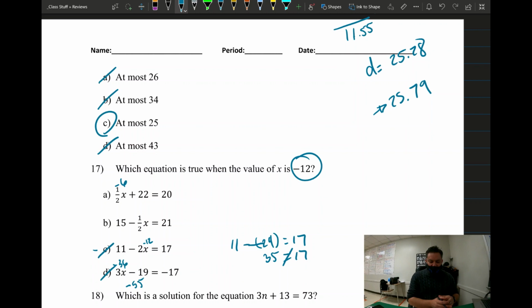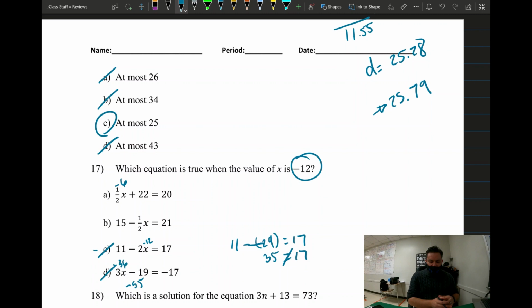Let's see. Half of negative 12, negative and negative is going to make it positive, so this is going to be 6. 15 plus 6 is 21, which is my answer. The other ones are very similar to that. So let's see. 3n, this one real quick. 3n equals 73 minus 13, which is going to be 60. And divide by 3. So n equals 20. Right there. Boom. That's how I do my equations. I do it in my head.